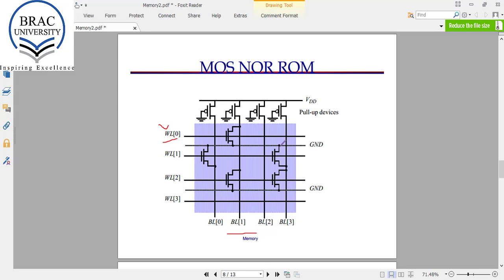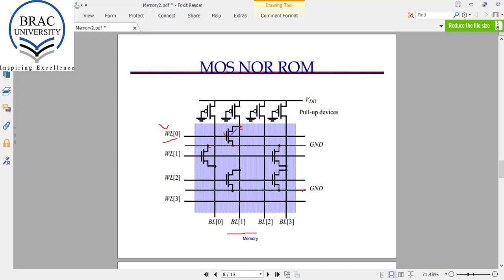Here this is a ground line, and this is also another ground line. When WL0 is 1, these junctions are not connected. A connection is indicated by a dot here. You can see this is connected here. So we have a MOSFET here, and the gate voltage is 5 volt because WL0 is on, and this is also connected with ground, so this will turn on. If this turns on, then the voltage at this point will be 0.